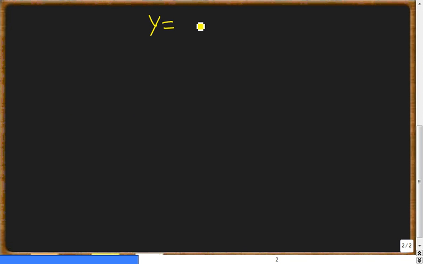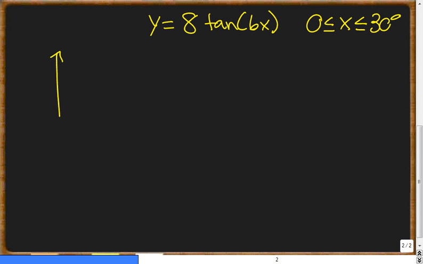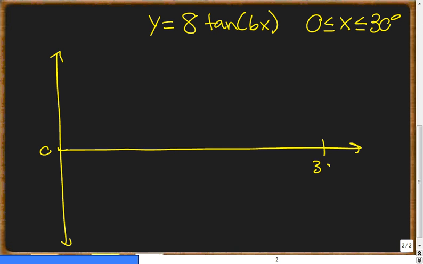So y equals 8 tangent of 6x from 0 to our period, which is 30 degrees. So let's call this 30 degrees. We'll cut this in half to make 15 degrees. Okay, so what's going on here is we are going to look at these zero values. If we plug in 0, 8 times the tangent of 0 is actually 0. Voila.